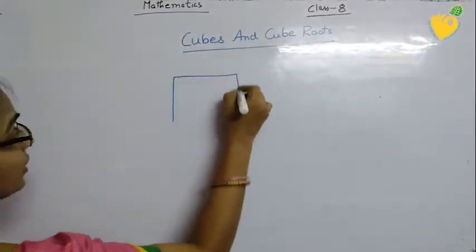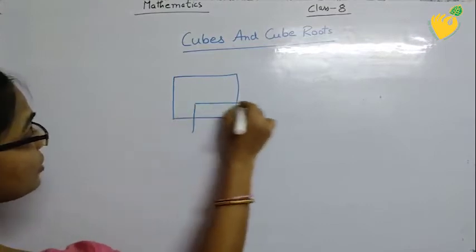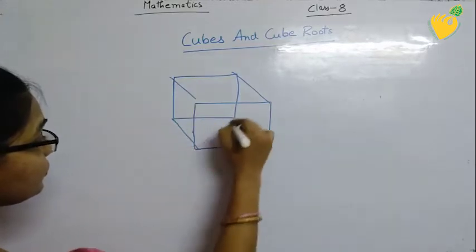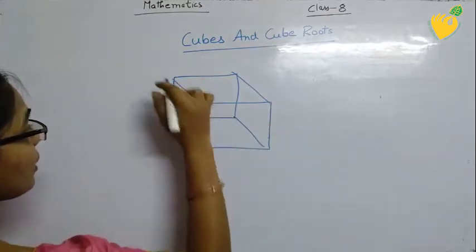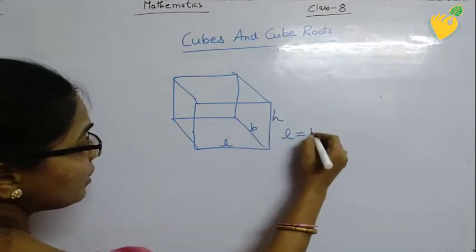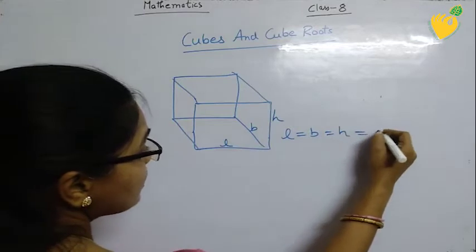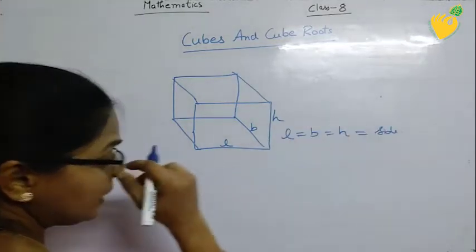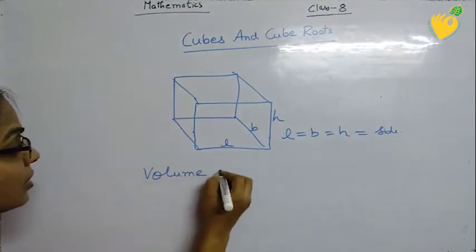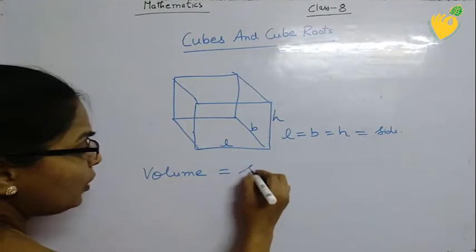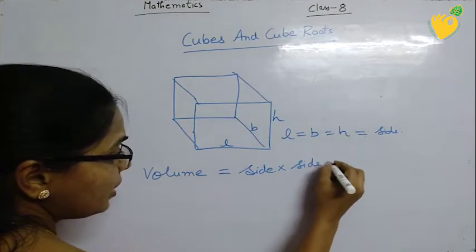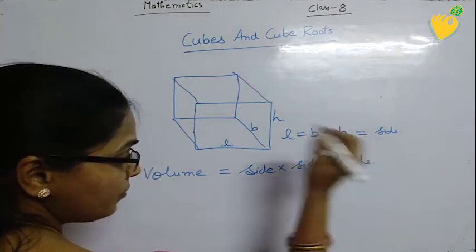It is a cube, students, with all its 3 dimensions, that is length, breadth and height equal. This is length, this is breadth, and you can say this is height. So length, breadth and height are equal. Suppose this is a side. So students, if you have to find the volume of this cube, what formula do we use? Simply, side into side into side.